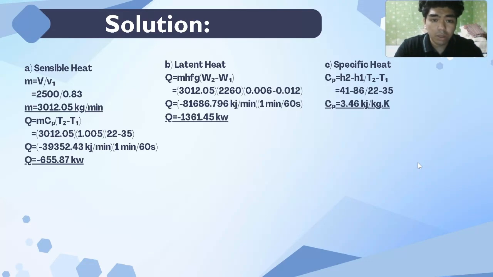Now, to solve for latent heat, which is Q equals m hfg times W2 minus W1, is equal to 3012.05 times 2260 times 0.006 minus 0.018, which is equivalent to negative 81,686.796 kilojoules per minute, and divide it by 60 seconds per minute to get an answer of negative 1,361.45 kilowatts.